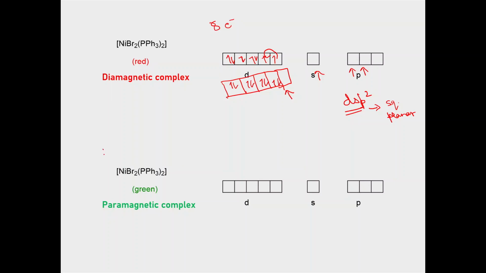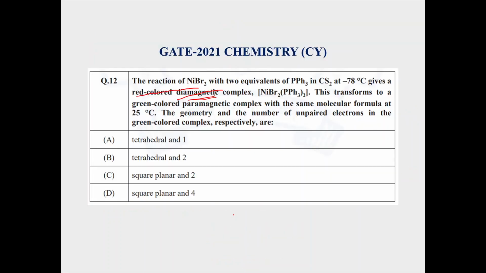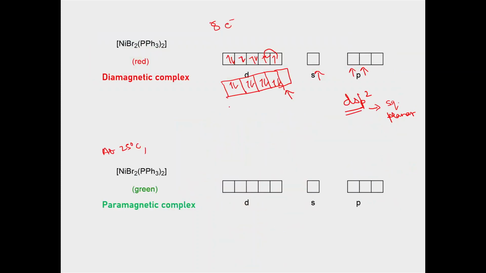Now, at 25 degrees Celsius, what is happening is this complex is changing its color from red to green. Also here we can see that in this question it is given that the green colored complex is a paramagnetic complex. That means we will have unpaired electrons in this case. Okay, so in this case, 1, 2, 3, 4, 5, 6, 7, 8, right? So in this case, it will be like this.